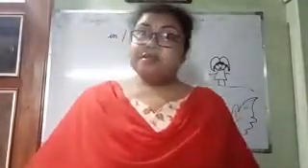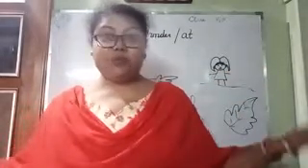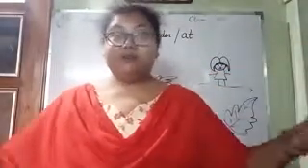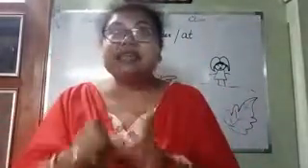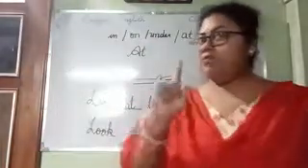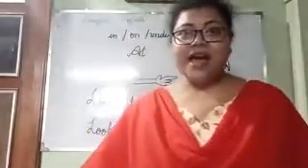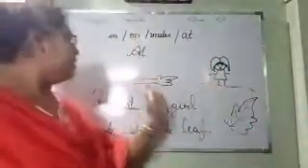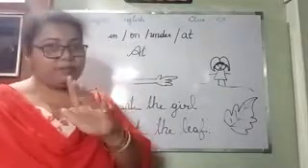Then look at the bird. One bird is flying, and I am saying look at the bird. Then where will you put at? In the sentence where L-O-O-K, look is written, beside look you will write A-T, at. Look at the monkey. Look at the board. You will use at. Understand?